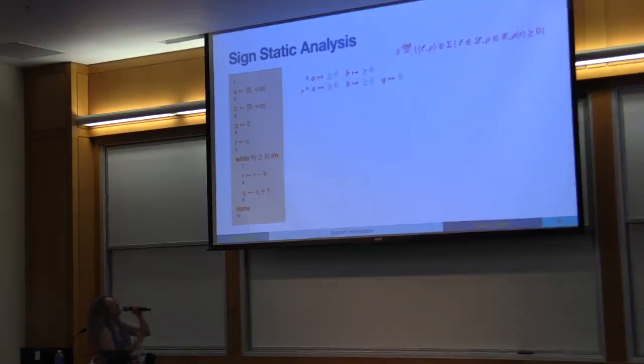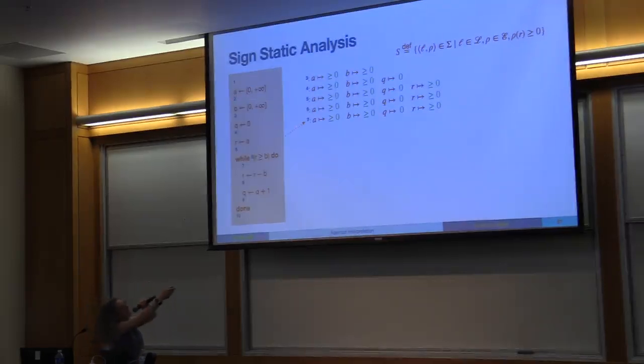At the next step, we assign 0 to Q, so the sign of Q is 0, and we continue to point 5, where R is positive or equal to 0. At 6, it's the same, nothing has happened, we just went from 5 to 6. Now we have the guard. The guard is checking whether R is greater or equal to B, and so it's not modifying our sign.